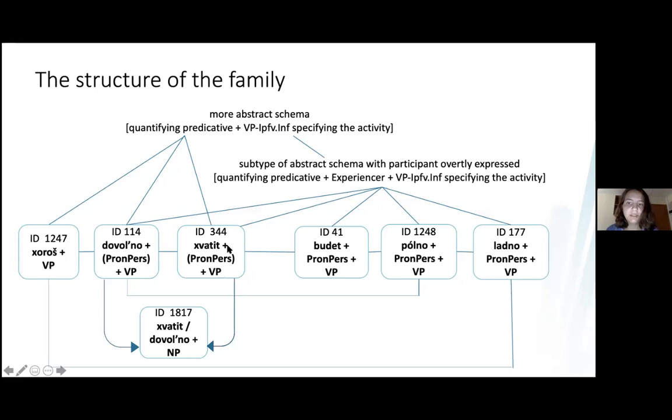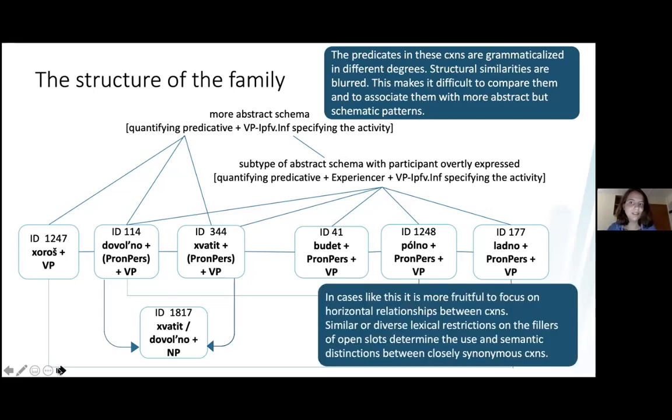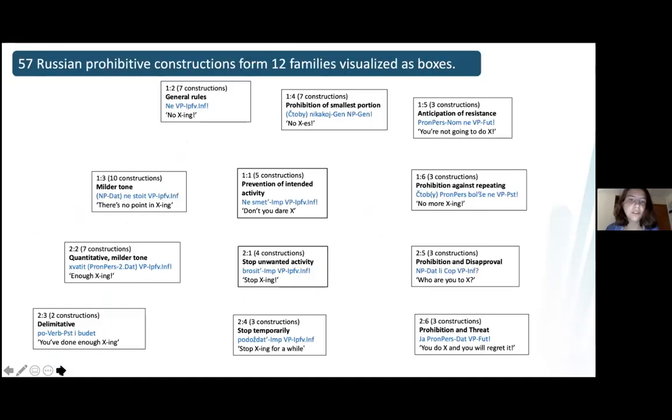The predicates in these constructions are grammaticalized in different degrees. Structural similarities are blurred, and this makes it difficult to compare them and associate them with more abstract but schematic patterns. We suggest that in cases like this, it is more fruitful to focus on horizontal relationships between constructions. These constructions are close synonyms, and we can differentiate between them semantically by looking at the restrictions on the lexical fillers of the open slots. And now Daria will tell you more about prohibitive constructions.